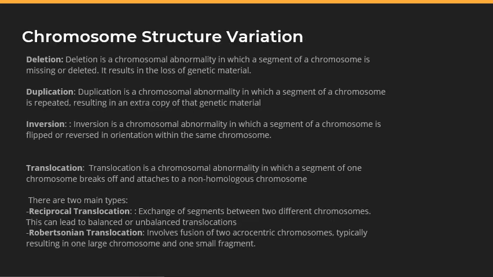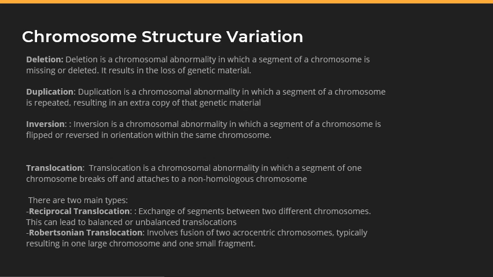Now we'll dive into chromosome structure and variation. So here we'll talk about deletion, duplication, inversion, and translocation. These are 4 types of structural chromosome abnormalities that involve changes in the structure or arrangement of genetic material within chromosomes. These alterations can have significant consequences for an individual's health and may be associated with genetic disorders. Let's go over each of these and get an in-depth explanation.